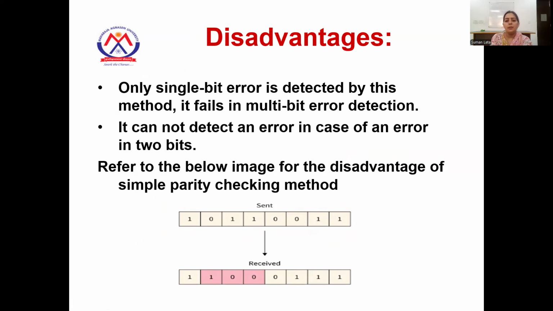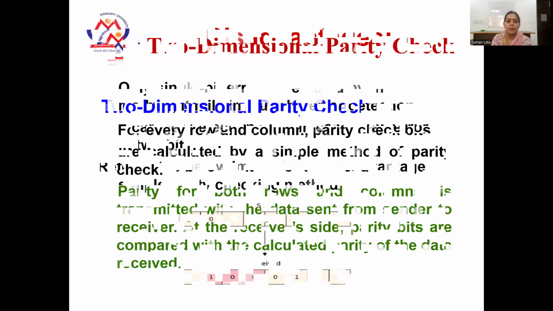The disadvantage of the simple parity checking method is this: we have sent 10110011 and we are receiving 11000111. Here, three consecutive bits are erroneous, but the single bit error or simple parity check method does not identify this type of error.